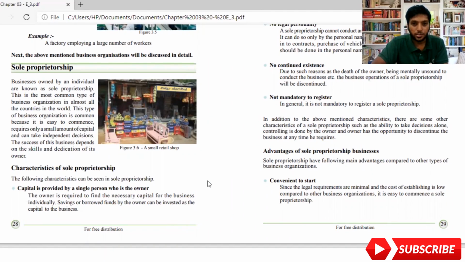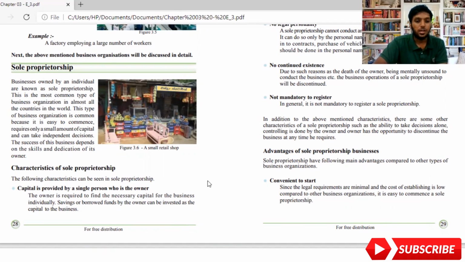So what's sole proprietorship? It's very easy. A sole proprietorship is where an individual starts a business alone in order to conduct the business in the future with a profit motive objective. So a sole proprietor will have a lot of characteristics. Let's see them one by one.